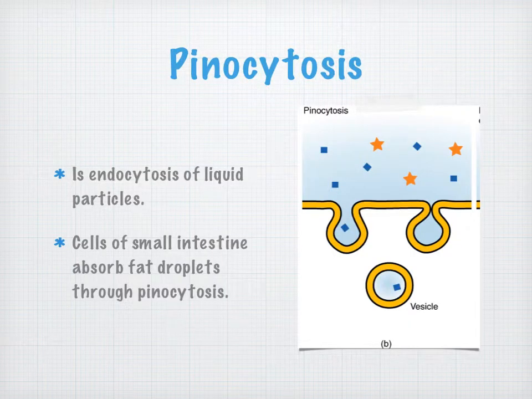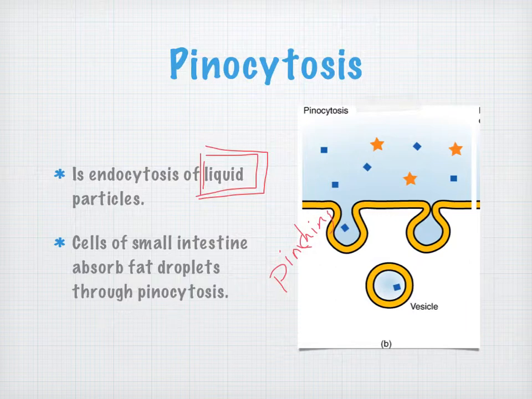So let's look more closely at pinocytosis. This is endocytosis of liquids. Okay? Cells of the small intestines absorb fat droplets through pinocytosis. So basically, they're just pinching. So they pinch in, and they have the vesicle, and that's how they bring things into the cell.